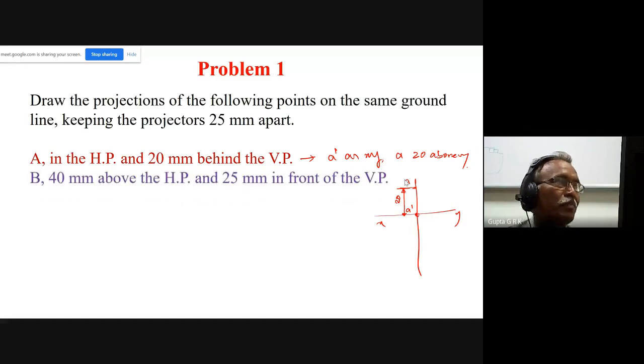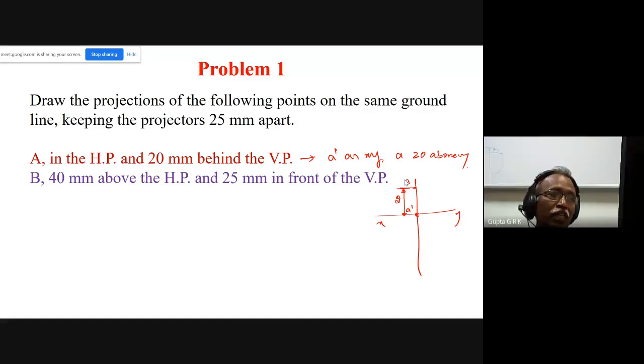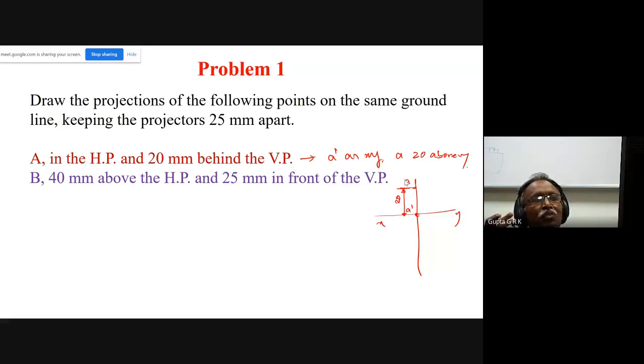And B is 40 above HP, which means front view above XY. I have to tell B dash, 40 above XY. It lies in Q4, sir. We don't bother about in which quadrant it is; if it is asked, you have to tell. The question is to draw the projections of the following points. So I have to know the positions of B dash and B with respect to XY. Is it okay?